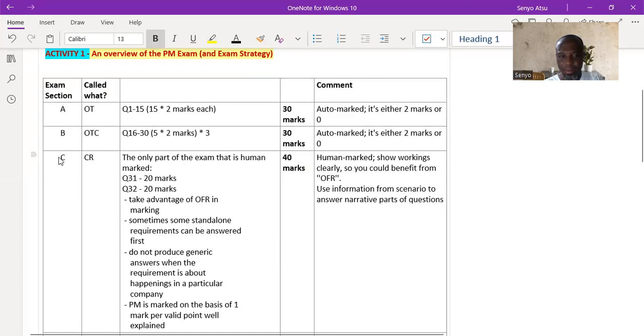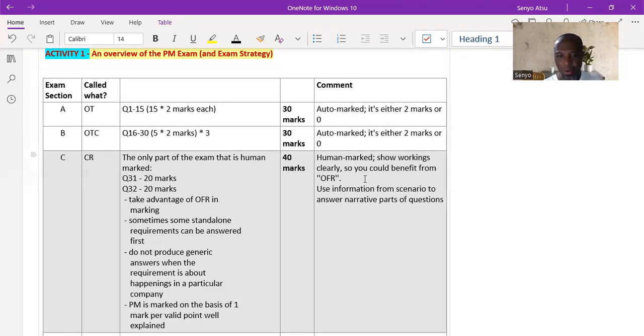Exam section C is the only part of the exam that is human marked. In other words, had it not been for exam section C, our results would have been released the very day we write the exams, because sections A and B are auto-marked. So right after your exams, the system has already captured your mark over 60 for sections A and B, for expert markers to now sit down and mark your section C and add what you get over 40 to the 60 marks to declare your score. And that is when results will come.